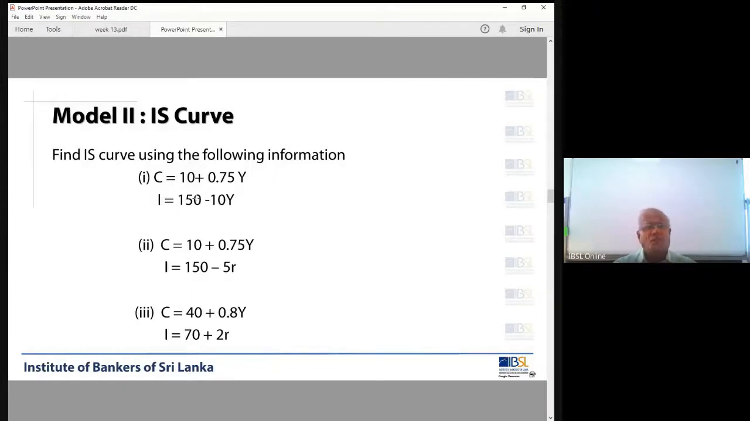First question, or let's say the second question: C equals 10 plus 0.75Y, I equals 150 minus 5R. Equation of the IS curve: how do you start? Right, Y equals C plus I. Write the consumption function, 10 plus 0.75Y. Write the investment function, 150 minus 5R. Simplify. Then take Y to the left hand side, the others to the right hand side. Do that. I'll give 5 minutes.